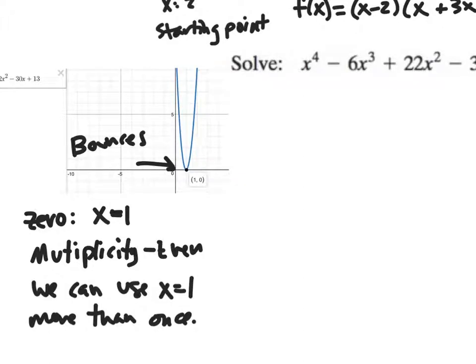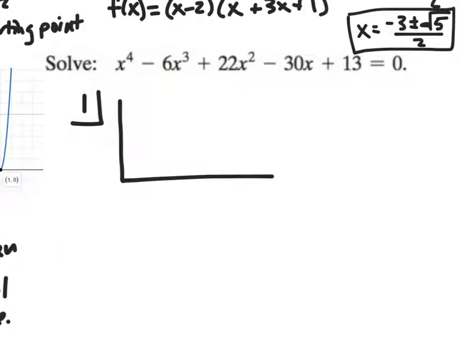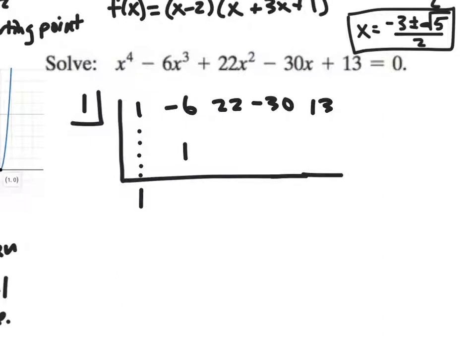So here's my zero, I'm going to do 1. I'm going to do synthetic division on this. Here's what we're going to get: coefficients of 1, negative 6, 22, negative 30, and then 13. So drop down my 1. 1 times 1 is 1. Negative 6 plus 1 is negative 5. 1 times negative 5 gives me negative 5.